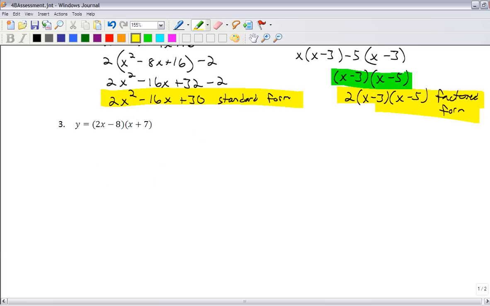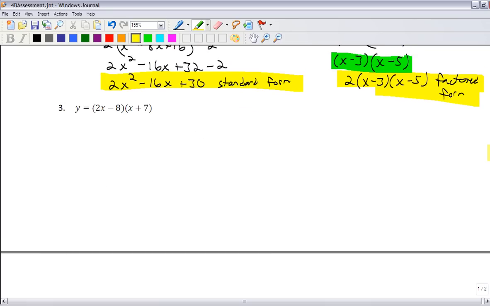One more of that variety. You start in factored form. Well, I notice when I start in factored form that the zeros are x equals 4 and x equals negative 7. So let's say I want to go to vertex form first.